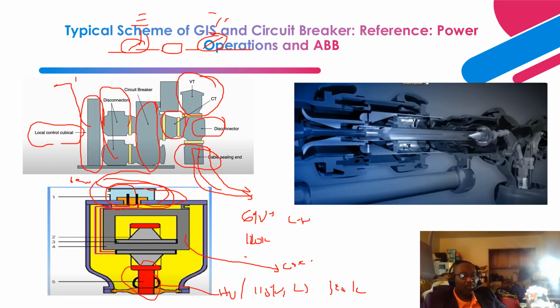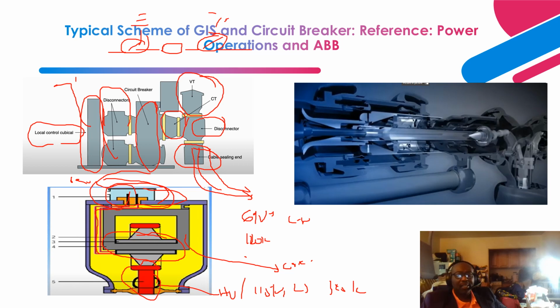Then on this side are the wiring. You have the primary conductor, and you have the secondary wiring. The secondary wiring comes from here, and the other wiring goes from here to the terminal box.